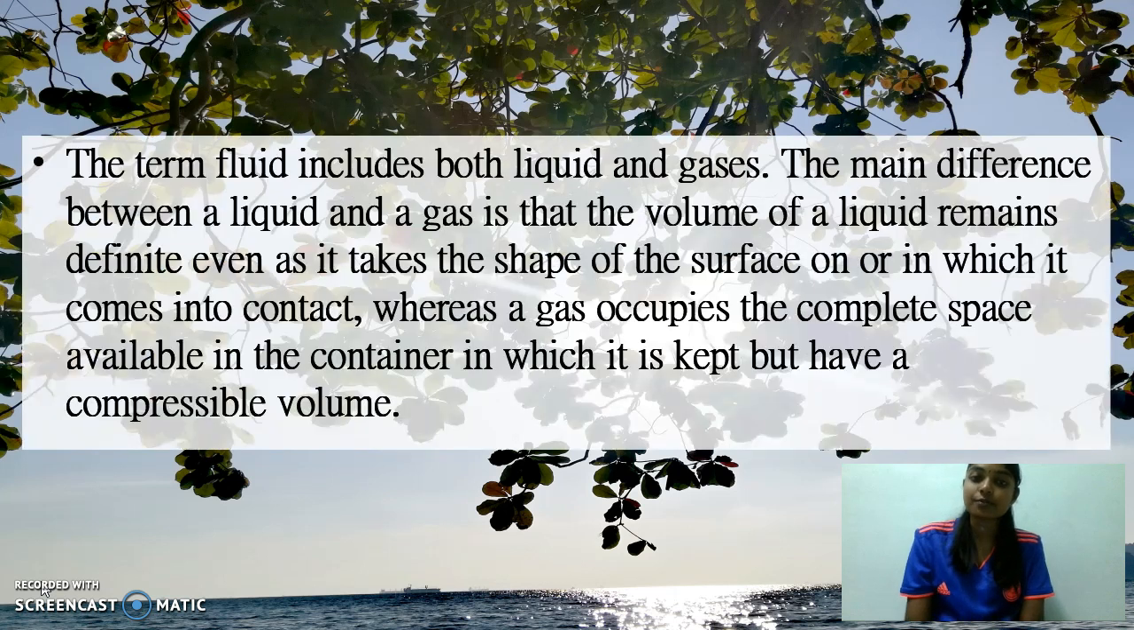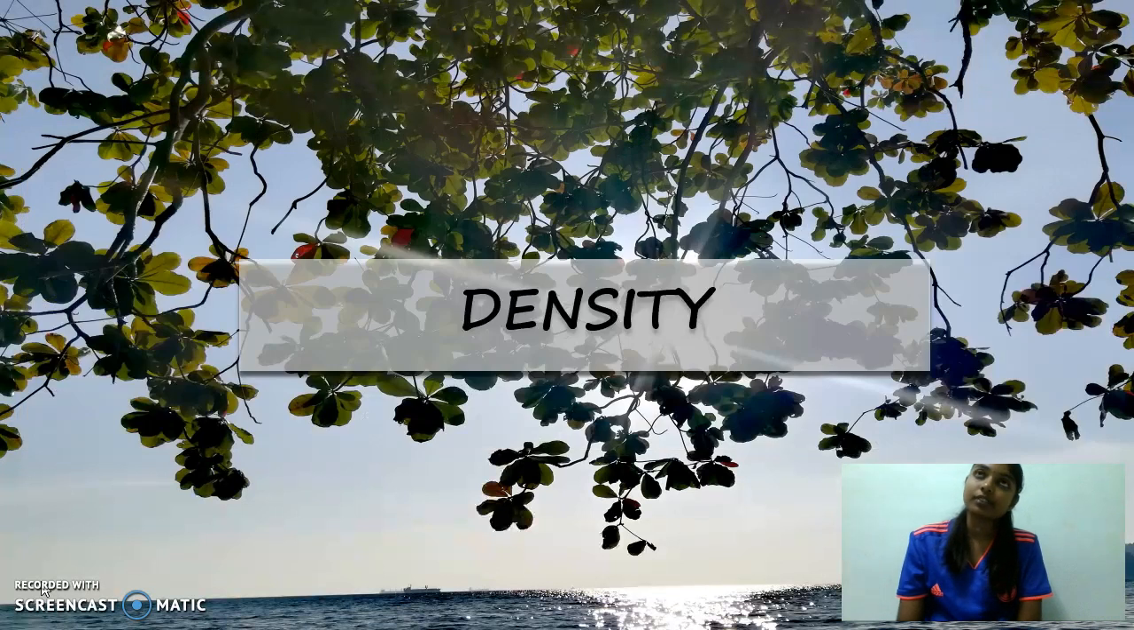We have two types of fluid, which are liquids and gases. The main difference between liquids and gases is that the volume of a liquid remains definite under any shape or surface it comes into contact with. But a gas can occupy completely the space available in the container in which it is kept, and has a compressible volume, which means the volume of a gas can be compressed.